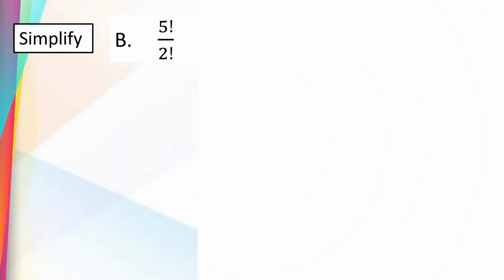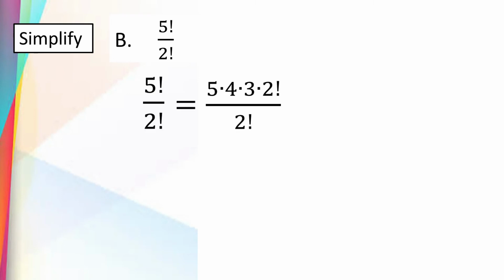Now, let us try to answer letter B. Letter B, 5 factorial all over 2 factorial. In this case, we will expand the numerator until 2 factorial only. We now have 5 factorial over 2 factorial equals 5 times 4 times 3 times 2 factorial all over 2 factorial. We can now cancel 2 factorial in the numerator and the denominator. This will leave us 5 times 4 times 3. And 5 times 4 times 3 is equal to 60. Therefore, the right answer is 60.